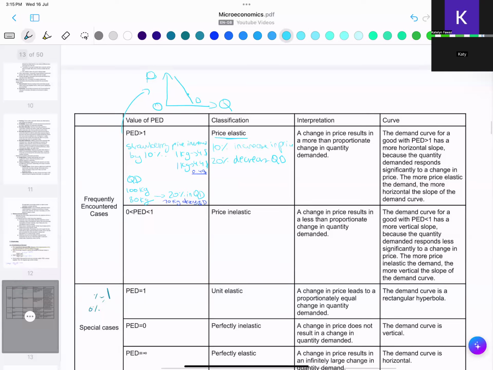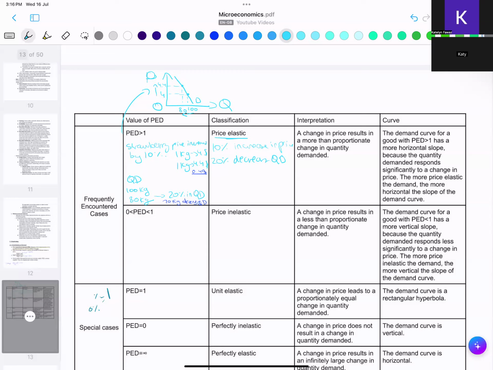and here you have 100 kilos, and here you have 80 kilos. Let's just do this. This is the price of 4, and this is 4.4. When the price increased from 4 to 4.4, the quantity demanded decreased from 100 to 80. So this is how it looks, more or less, when it is price elastic. This means that the PED is greater than 1. And why is that?